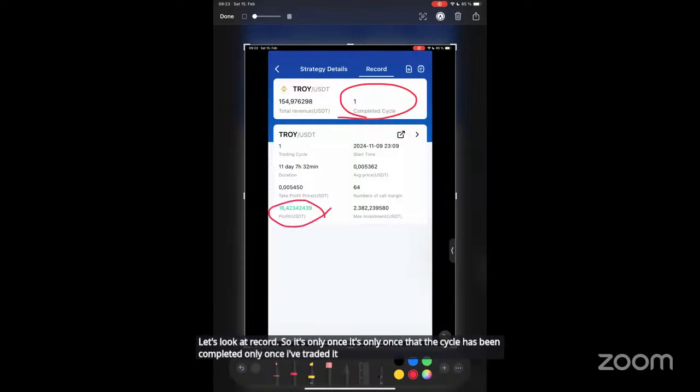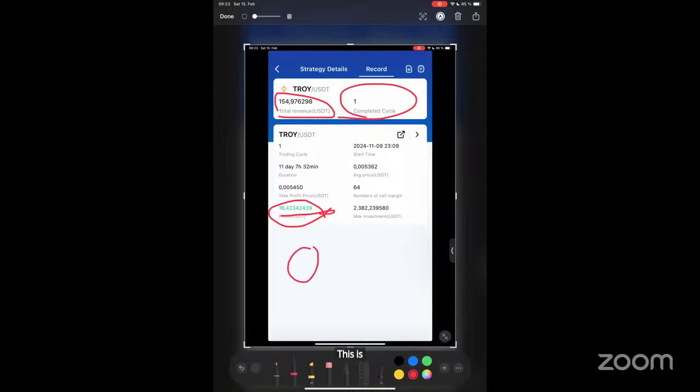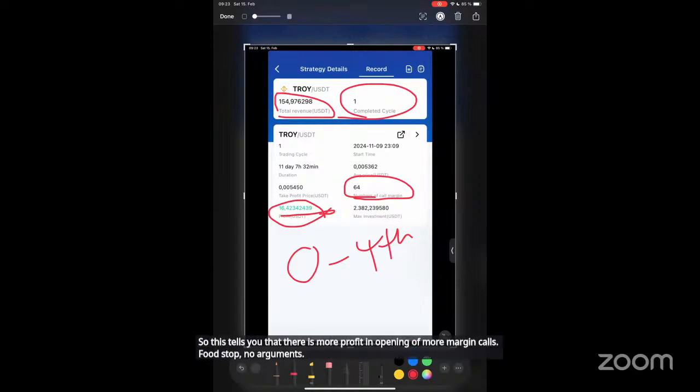It gave a profit of 16.42, but total revenue is 154. This 16.42 is from the 0 to the 4th margin call. So this tells you that there is more profit in opening more margin calls. Full stop, no arguments. Just take it like that.